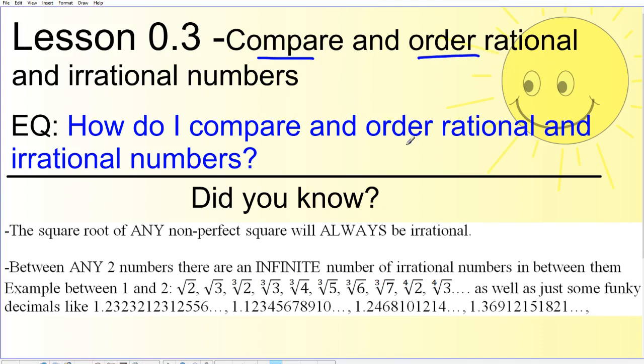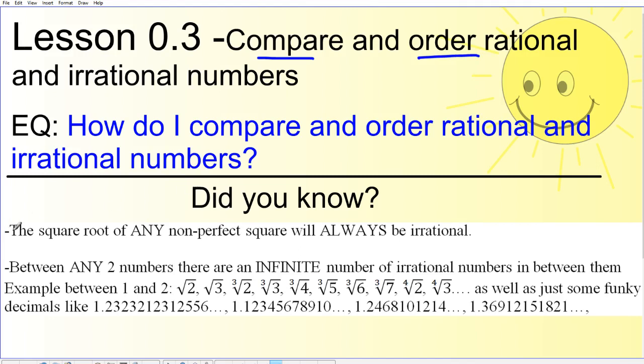So we know what rational and irrational numbers are. We are able to evaluate them, simplify them, and then determine if they are or are not rational numbers. So now what we're going to do is figure out how to figure out which one's bigger and smaller, put them on a number line, things like that. The essential question says, how do I compare and order rational and irrational numbers?